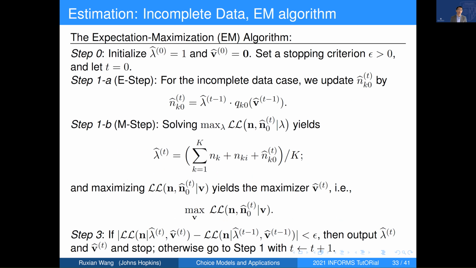Here we have the full description of the EM algorithm. Basically, the EM algorithm is an iterative algorithm, and in each iteration, we have 2 steps. In the E step, we update the unknown outcomes. In the M step, we maximize the log likelihood function to find the market size parameter and also the choice probability parameters lambda and V.